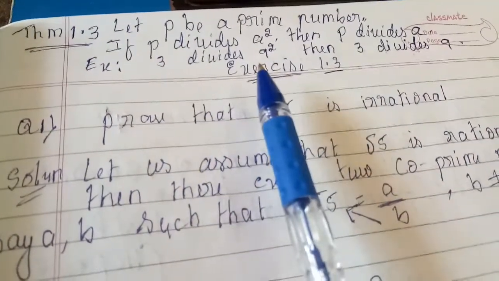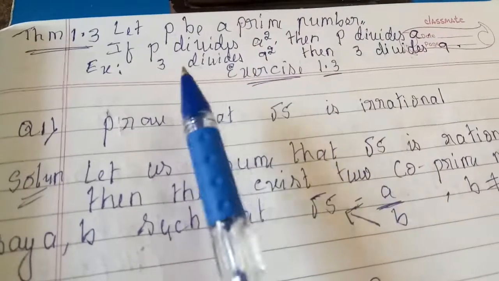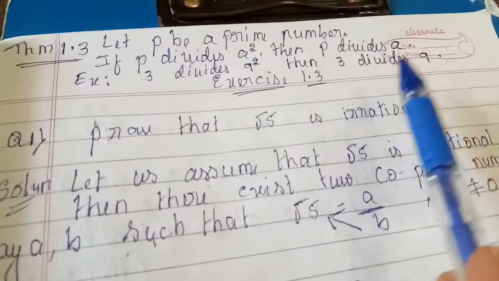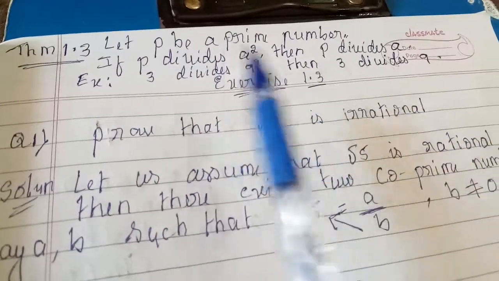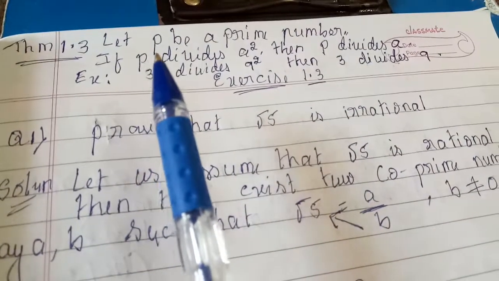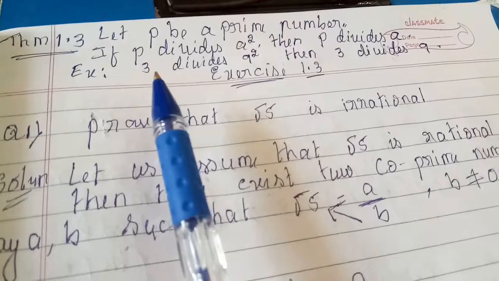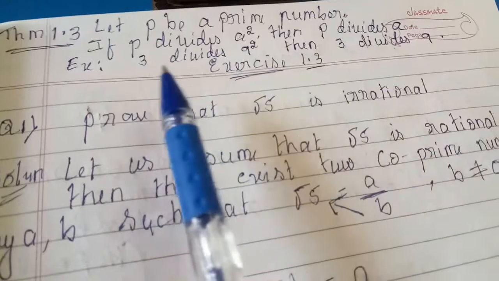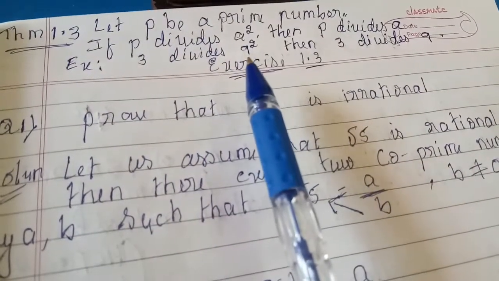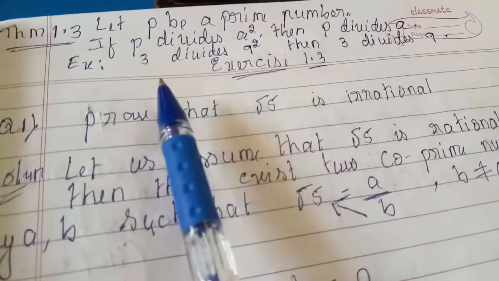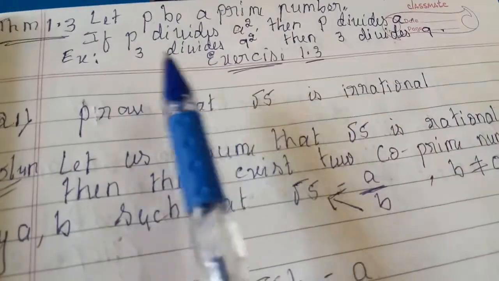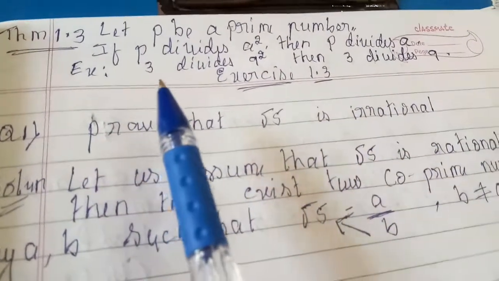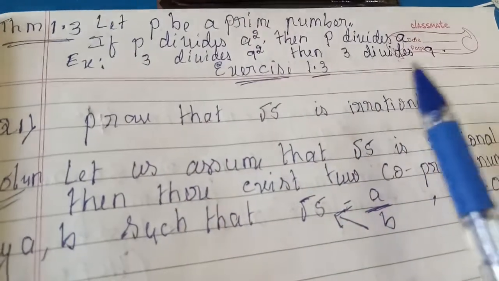3 divides 9 square. So what is a here? a is 9. 3 divides 9 square, so 3 can also divide 9. Yes, 3 divides 9. You can take many examples to understand the concept behind this theorem: if p divides a square, then a square is divisible by p. Here, 9 square is 81, and 81 is divisible by 3. Instead of writing 81 is divisible by 3, you can write 3 divides 9 square. When 81 is divisible by 3, 9 is also divisible by 3.